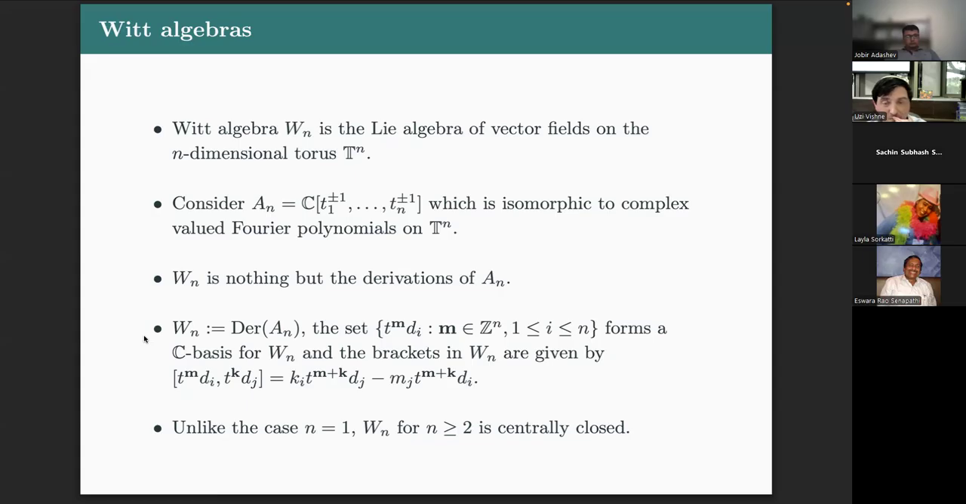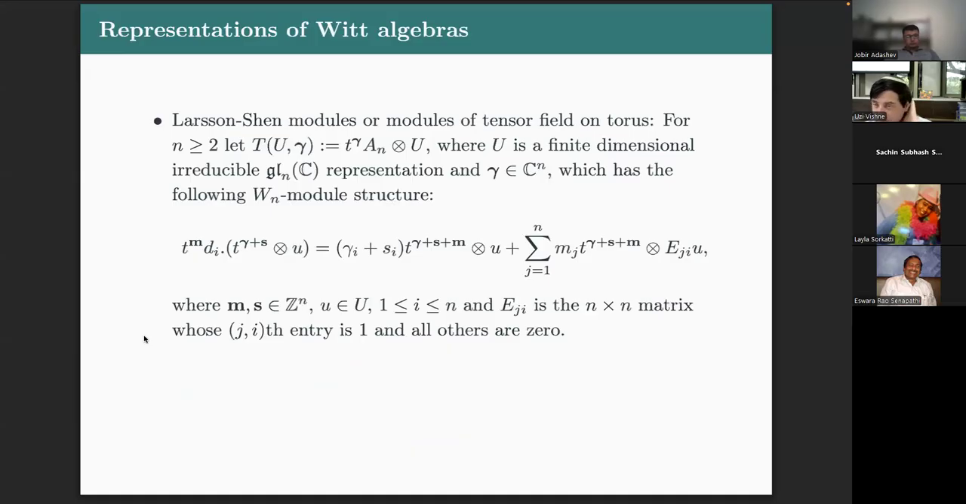So what do we see about their representations? For representations, Larson and Shen defined the tensor field modules T(U, gamma), where U is a finite dimensional irreducible GL_n(C) module and gamma is a fixed member of C^n. You define this action, the displayed action, where the E_ij are the elements of GL_n(C) matrices. So this has a W_n module structure. If you notice, it is uniformly bounded; it comes in the uniformly bounded category.